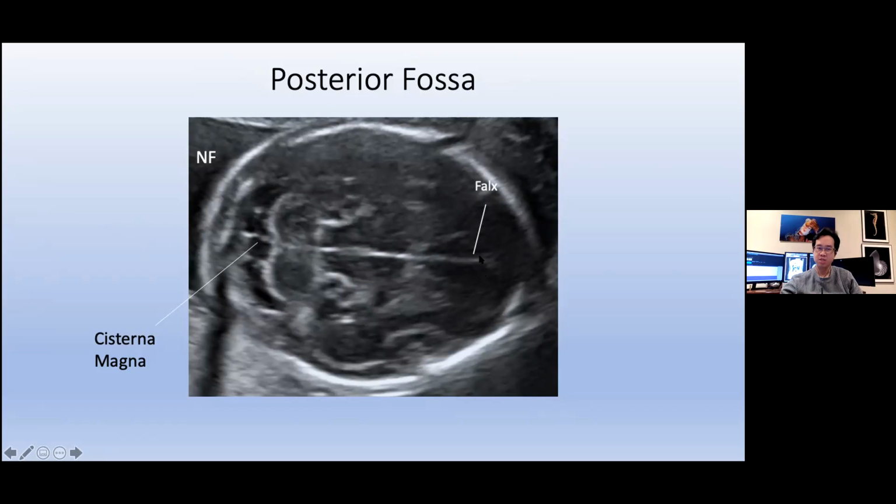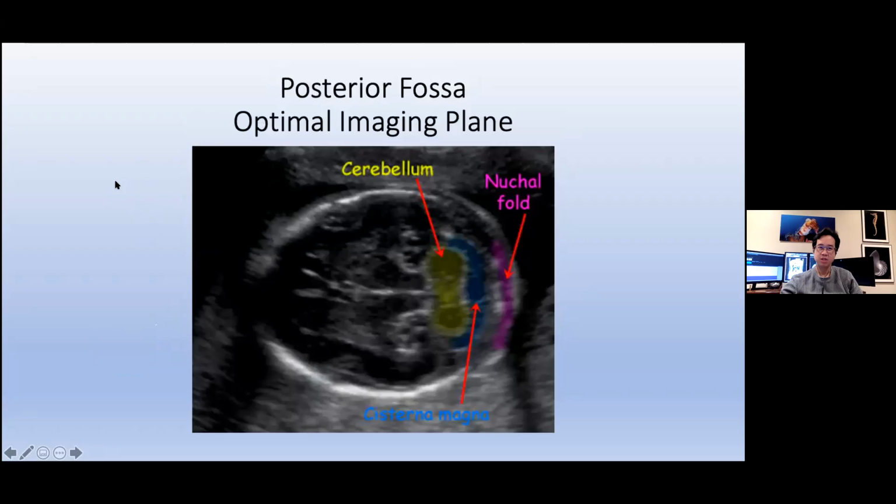Here's the falx in the midline again. You have the thalamus that I mentioned, and the cerebellum. Okay, so this is your cisterna magna. And this is your nuchal fold, or your nuchal skin line.